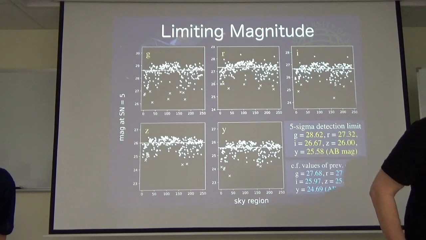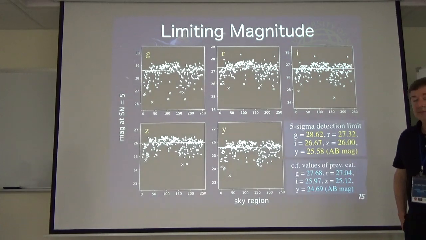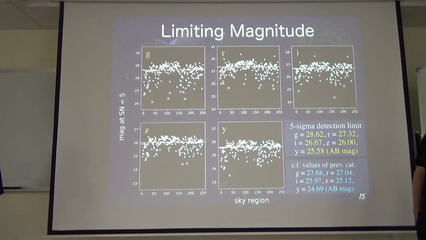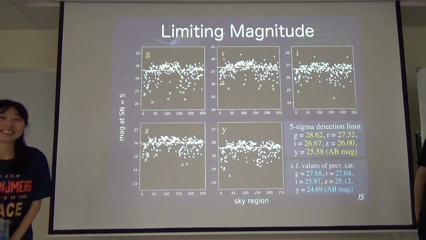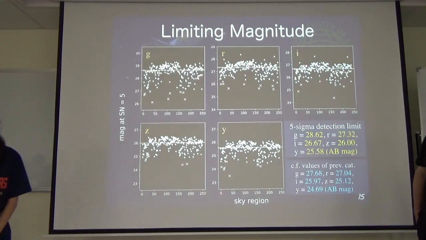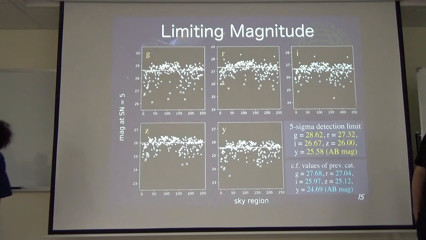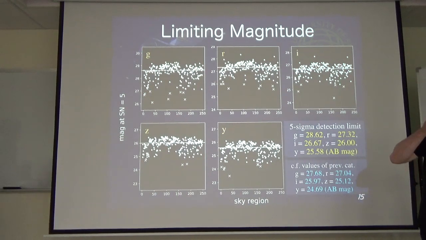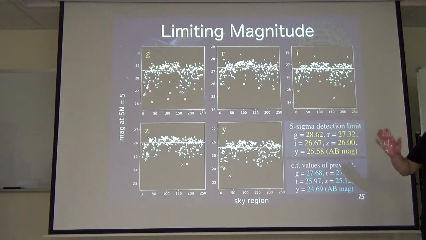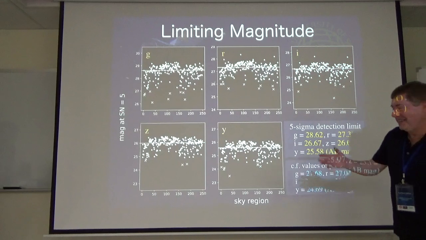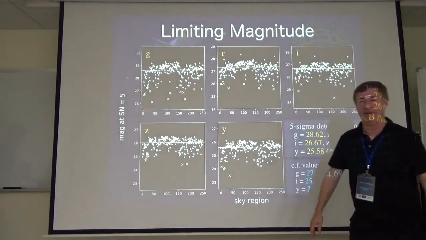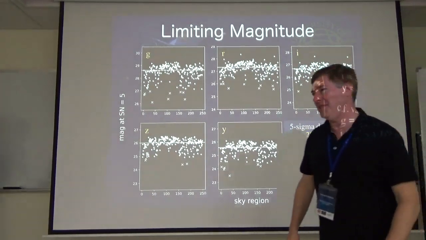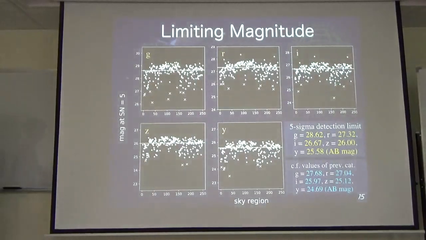Diffuse sources, a lot of them. That's only for point sources. Yes. So G1 is 28.6. That's really deep, isn't it? So even if the source is red, you still probably have a better chance to identify it in the G band.